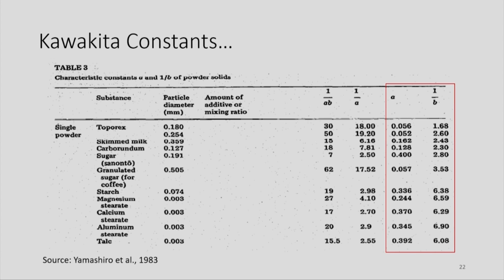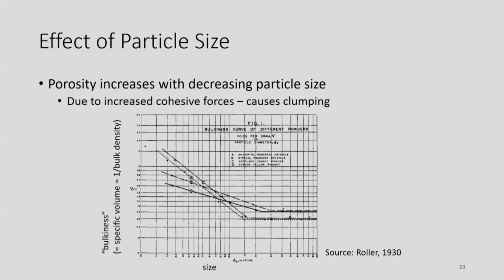If you go into a literature search, you will get lots of values for different powders. Porosity increases with decreasing particle size, right? We'll come back to that, to Kawakita and Lude, and also the Hausner ratio and other things, when we talk about the flow behavior of powders too.